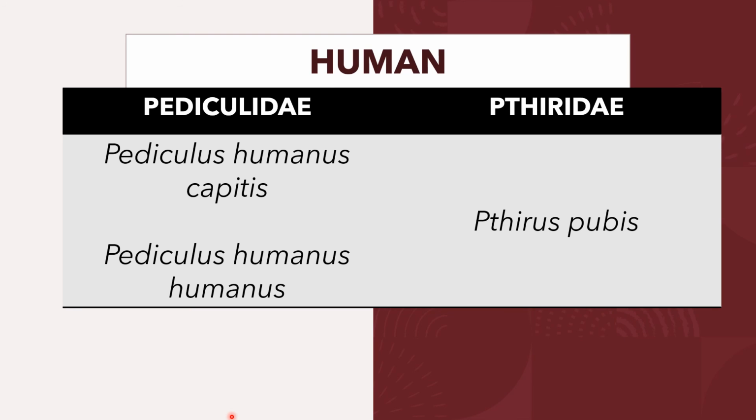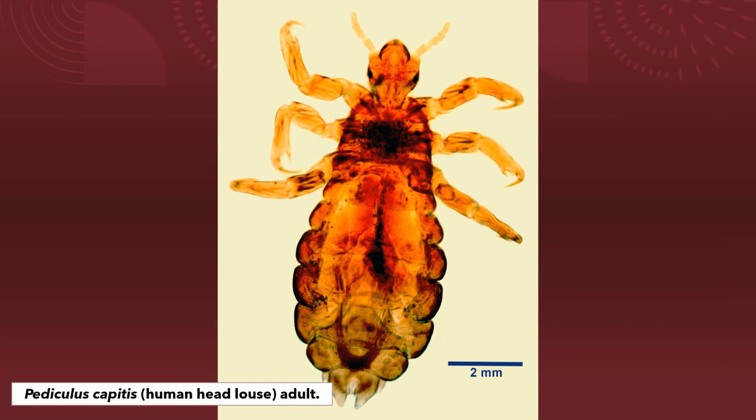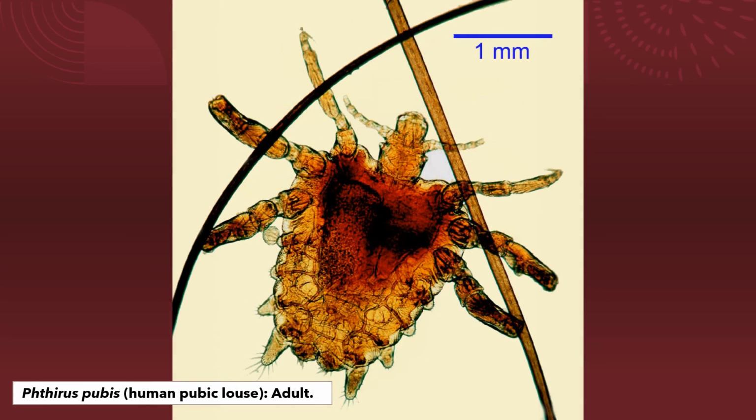Humans are infested by the sucking lice from the Pediculidae family, Pediculus humanus capitis and the Pediculus humanus humanus or corporis. They are also infested by the Pthiridae family, particularly the Pthirus pubis. This is a diagram of the Pediculus humanus capitis or the human head louse adult. We also have here the Pthirus pubis or the human pubic louse adult.